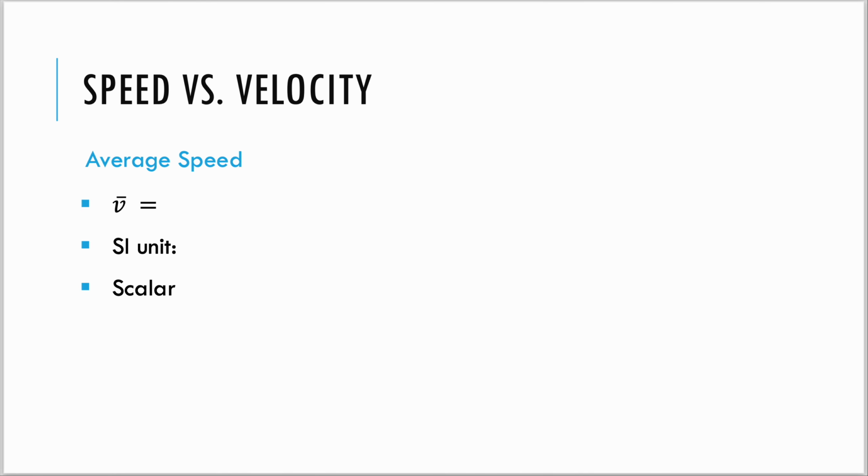Next are speed and velocity. Average speed is defined as your distance divided by your time. The unit is meters per second. It is a scalar. So that means that it does depend on the path because it depends on distance.